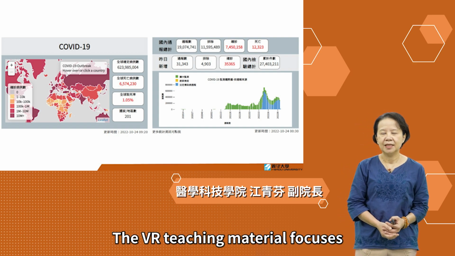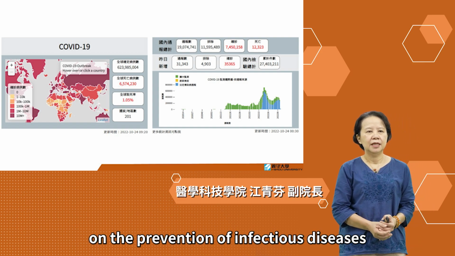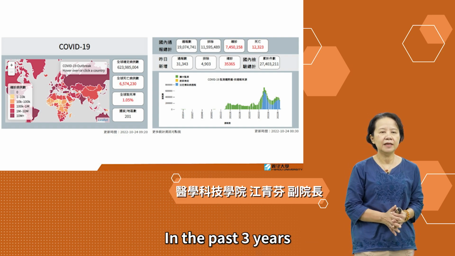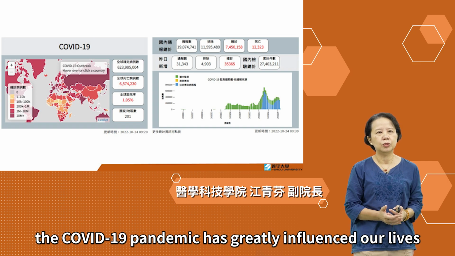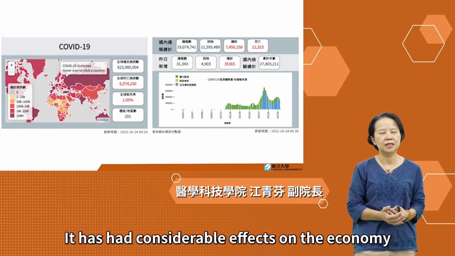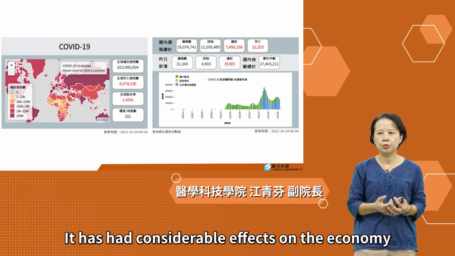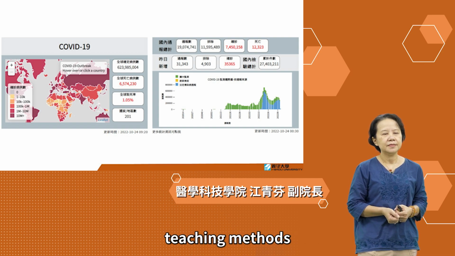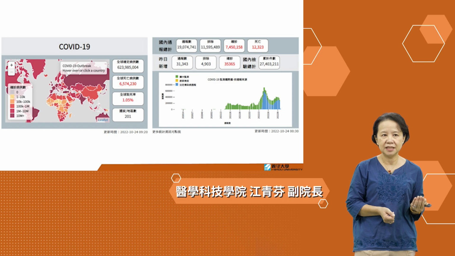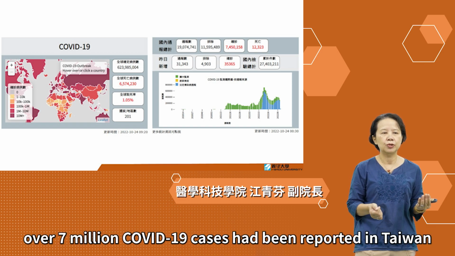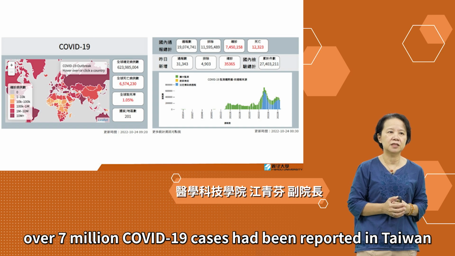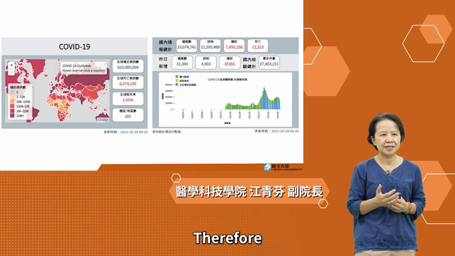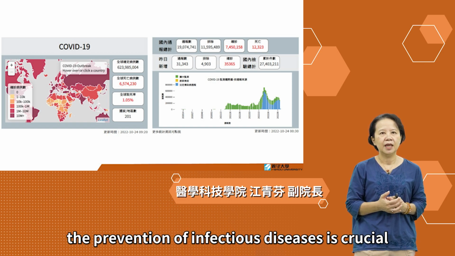The VR teaching material focuses on the prevention of infectious disease. Why did we select this topic? In the past 3 years, the COVID-19 pandemic has greatly influenced our life. It has had considerable effects on the economy, society, and even on our lifestyle and teaching method. As you can see here, by this November, over 7 million COVID-19 cases had been reported in Taiwan, accounting for over 12,000 deaths. Therefore, the prevention of infectious disease is crucial.